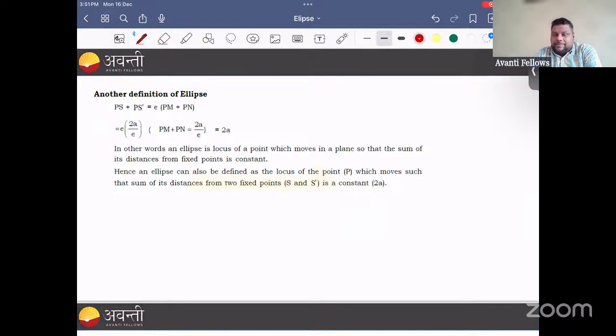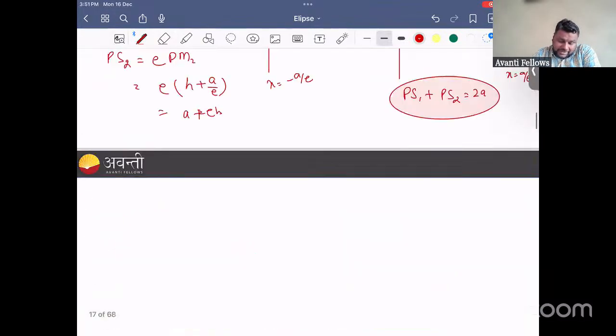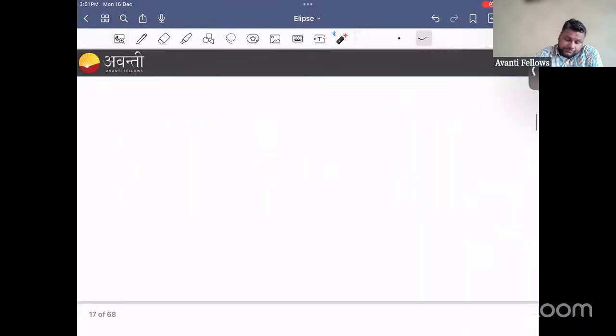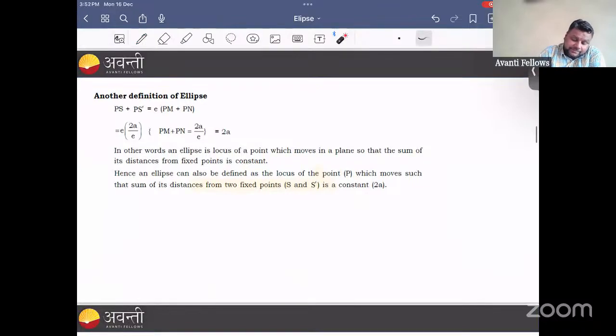From this, you remember here we have done the focal distance property of the ellipse. There is a point whose distance from one focus will be a minus eH, and whose distance from the other focus will be a plus eH, and the sum of these two distances, PS1 plus PS2, is 2a. 2a is constant for a given ellipse. So the same thing is given here. PS1 plus PS2 is e times (PM plus PN). So that will be 2a.